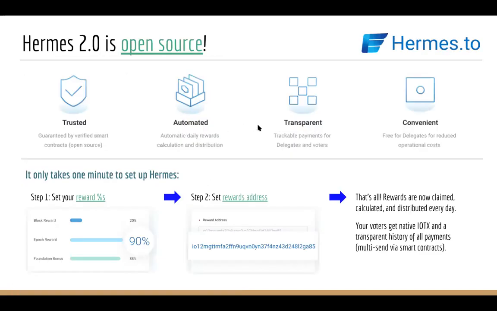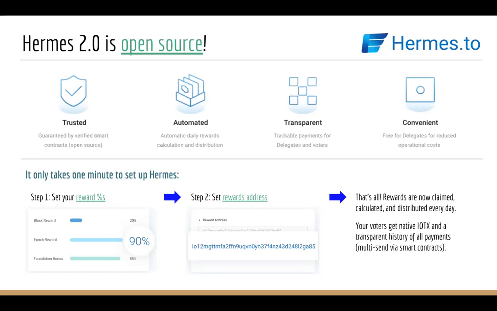Another announcement we want to make is Hermes, a kind of rewards distribution system that we provided to delegates even earlier. I think even starting late last year, it automated the rewards distribution, the claim, the calculation, and the distribution process on a daily basis.